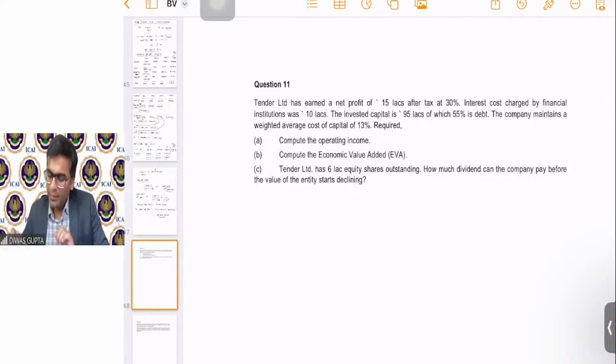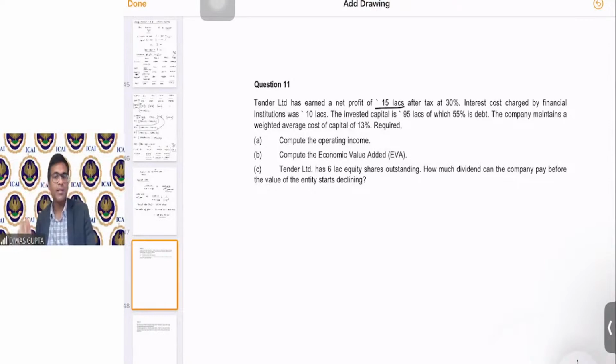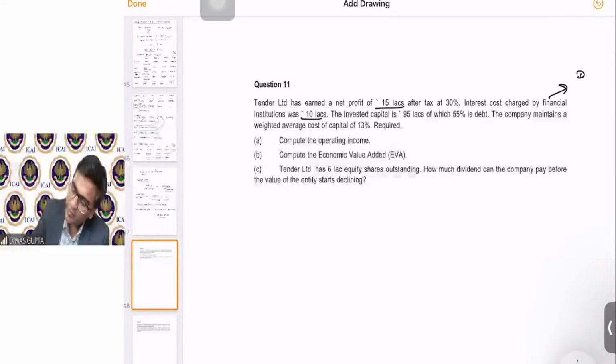says that Tender Limited has earned a net profit of rupees 15 lakhs after the tax at 30%. So 15 lakhs is the net profit and tax is at 30%, students. Interest cost charged by the financial institutions was 10 lakhs. Now see, students, they have given us the interest cost in absolute amount, right, of 10 lakhs.